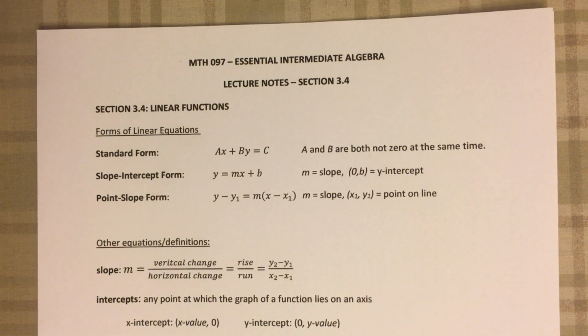Our point slope form, y minus y1 equals m times x minus x1. Again, m is always our slope. x1, y1 is a point on the line, and this gives us an easy way of generating the equation of a line if we are given different information rather than a slope and an intercept.